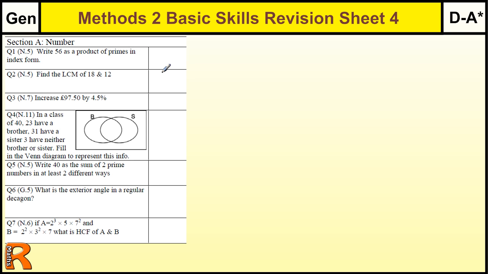Okay, here we go to the solutions to the basic skills revision sheet 4. Let's start with question 1. Write 56 as a product of primes in index form.